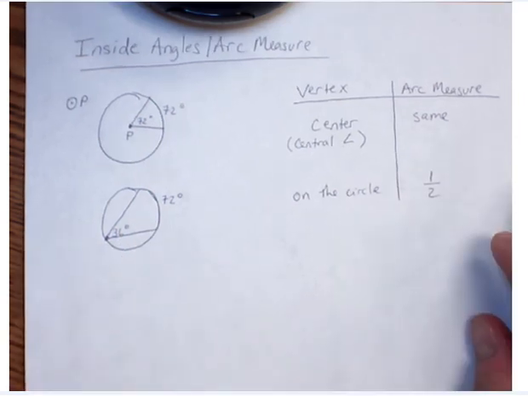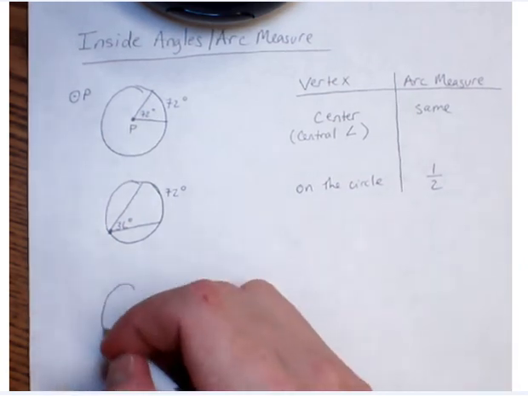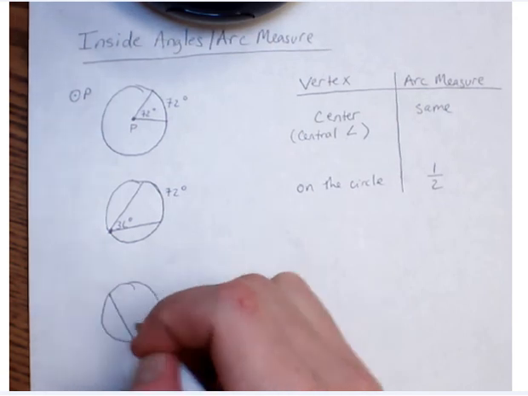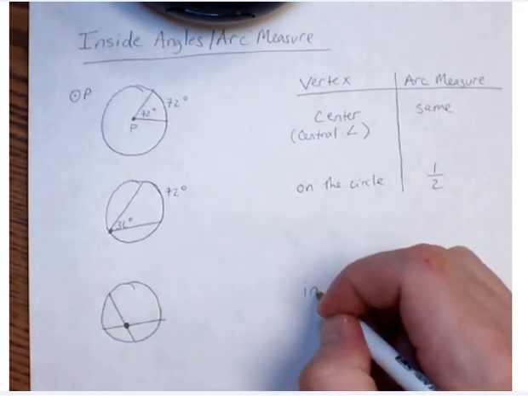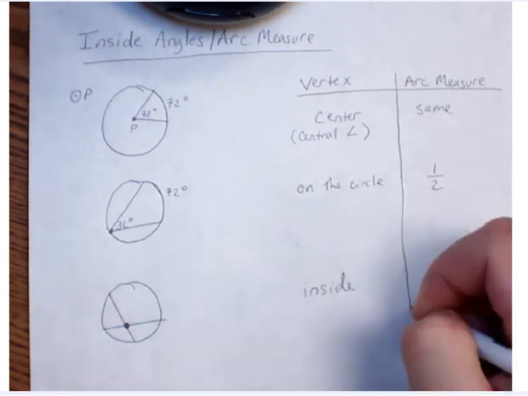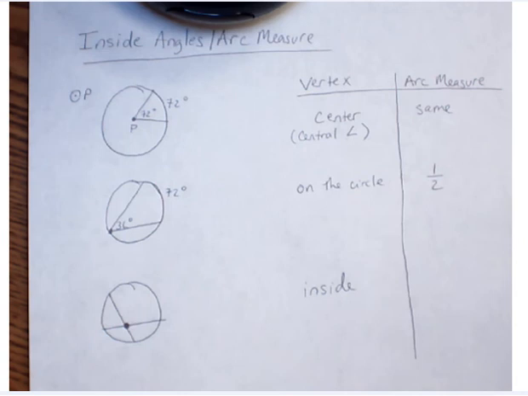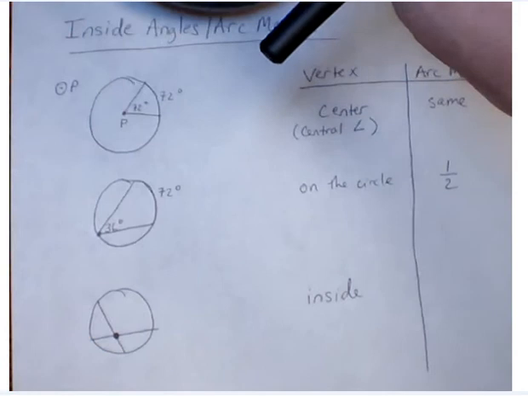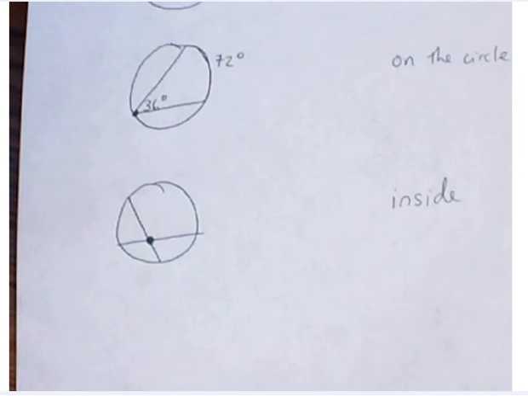Now, there are two more places that we could put a vertex. One place would be, what if we draw the angle and the vertex is somewhere inside the circle? That's what we're going to talk about today. And then the fourth possibility is you could put the vertex outside the circle. Now we'll talk about that tomorrow. For today, we're going to talk about what happens when it's inside the circle. We're going to prove the relationship that we're going to be using.